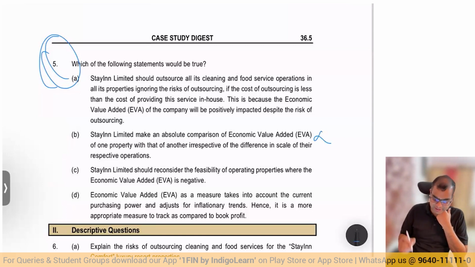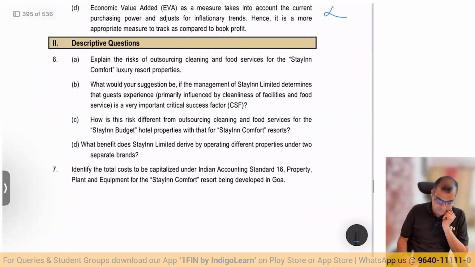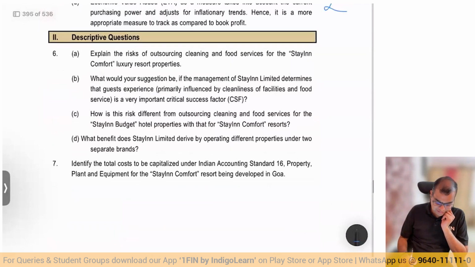Should reconsider the feasibility of operating properties where EVA is negative. This is 100% right. EVA is a measure of risk, taking into account the current purchasing power adjusted for inflation. No, there's no inflation logic in EVA. They should outsource all cleaning, ignoring risk. Why will you ignore something? So it is very clearly answer is C.